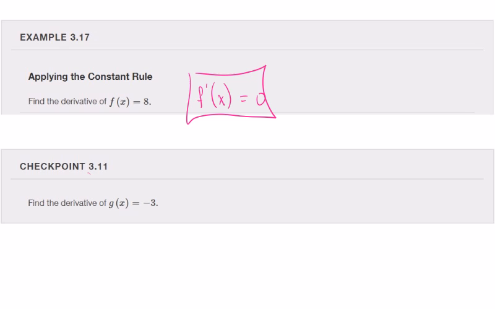All right, so why don't you try checkpoint 3.11 here, and find the derivative of g of x, which is equal to -3. So find g prime of x. All right, and if you got 0, well done. That's it.